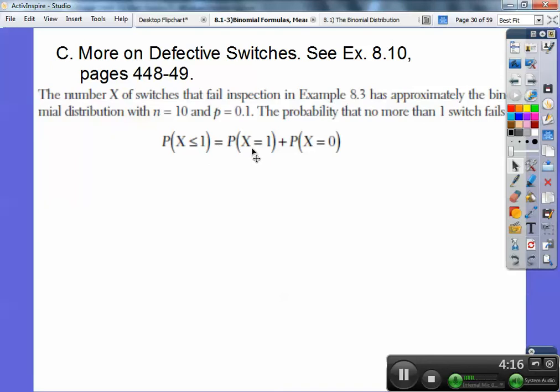So we punch in binomial CDF on this one, you guys, at 1 right there. CDF means you add them all up. You can do binomial PDF of 1 and binomial PDF of 0 to get the same thing, or CDF just adds them all up, and you get almost 74% of the time that no more than one of the switches fails out of a group of 10 that you select.